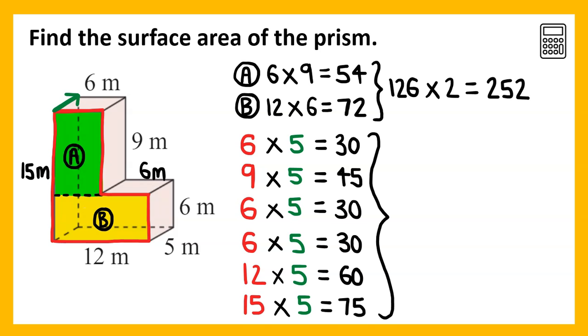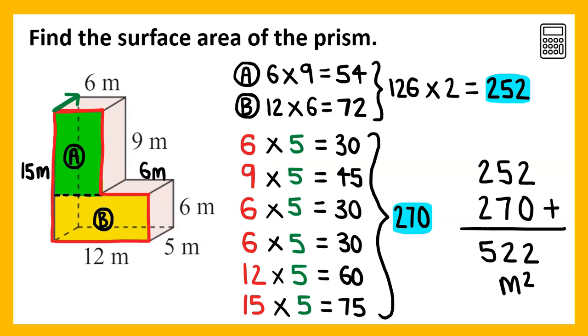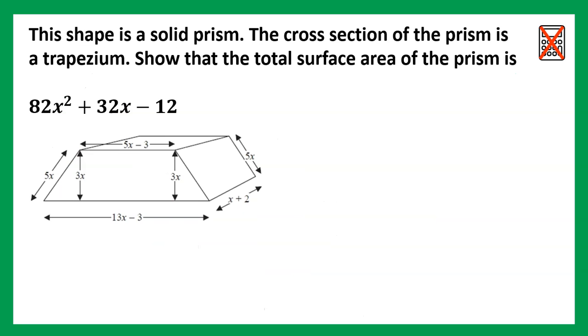I can add all of these together, giving me 270, and this provides me with the two areas which I need to add together to give me the total surface area, which is 522 meters squared. On to the advanced question, one of the trickiest types of questions that you're likely to find on this topic.